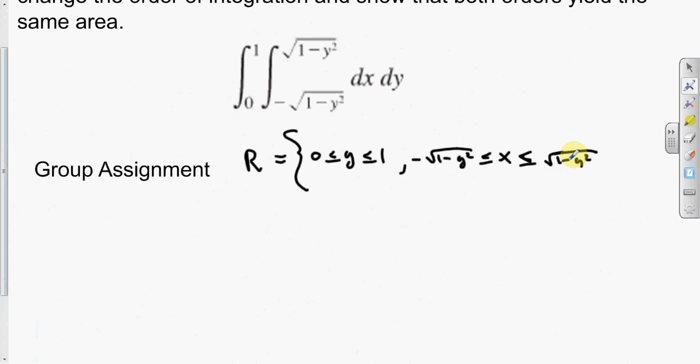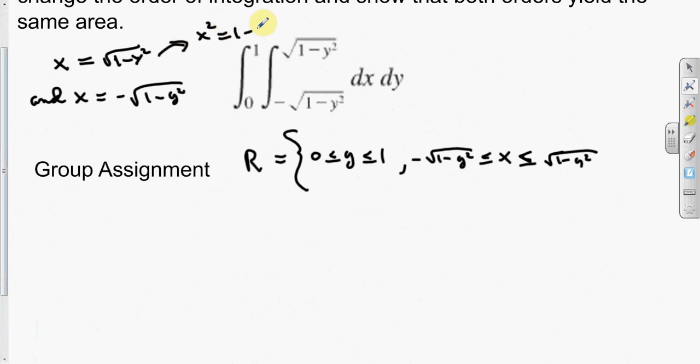Let's see how this guy looks. This is x equal to the square root of 1 minus y squared and x equal to negative square root of 1 minus y squared. If I just take one of these guys, square both sides, I get x squared is equal to 1 minus y squared. This implies that x squared plus y squared is equal to 1. Basically, the whole graph would be a circle with radius 1.